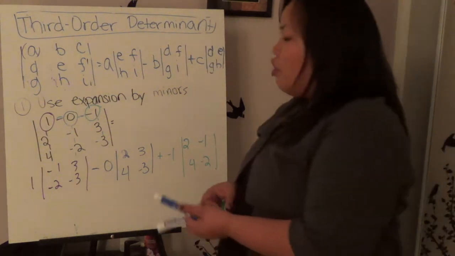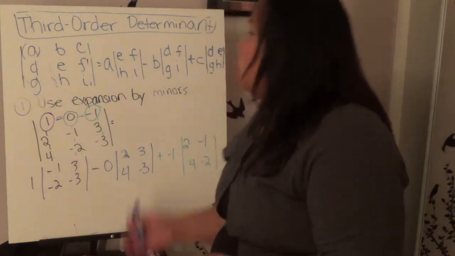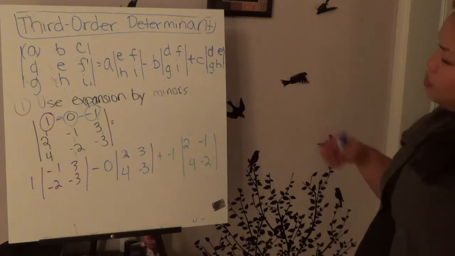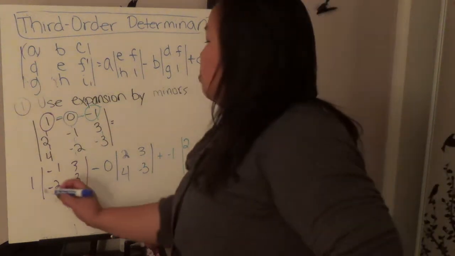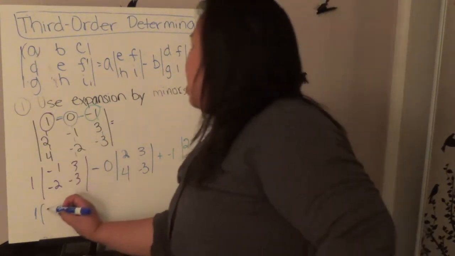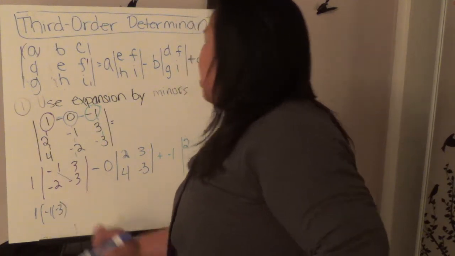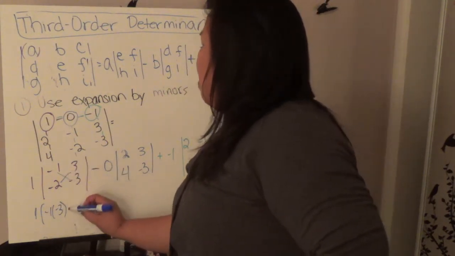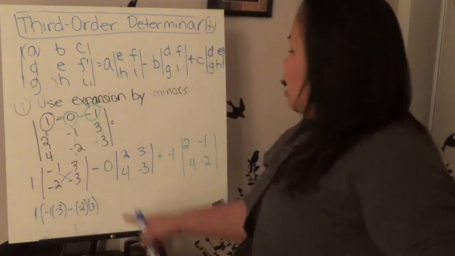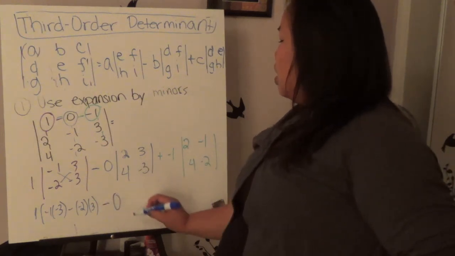From here, I'm going to use the second order determinant. So once I get this, then I do second order, which, if you did your example problem, you should understand. So I'm going to take this and multiply the outside number by the determinant. So this would be -1 times -3, and then minus -2 times 3. Now this one is 0. So 0 multiplied by anything is 0, so I'm just going to go ahead and put 0.